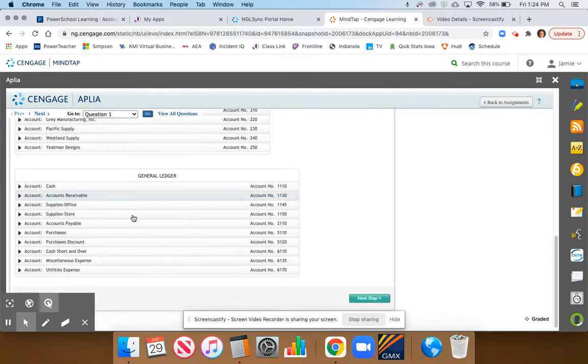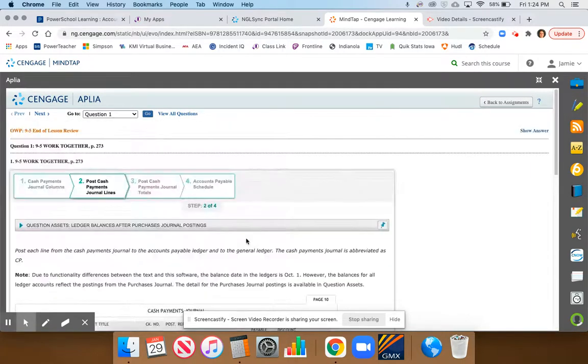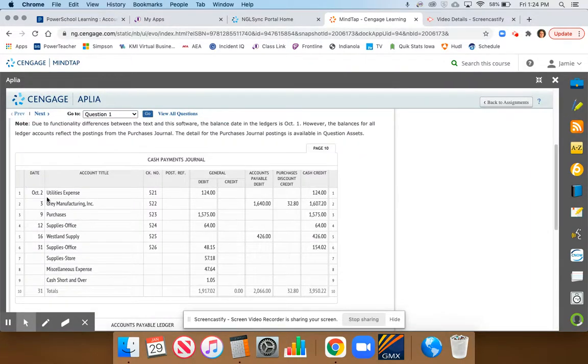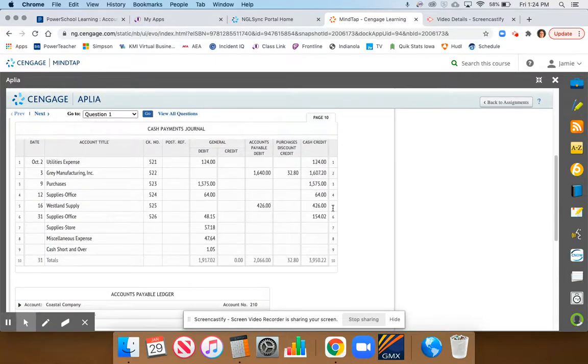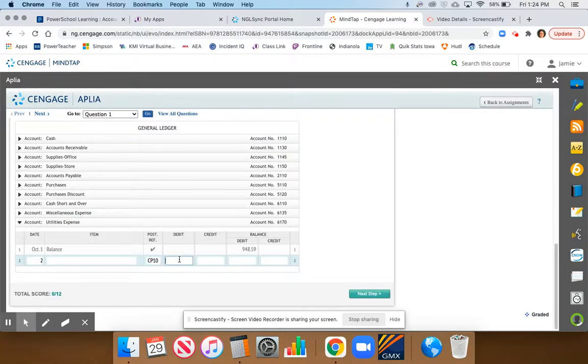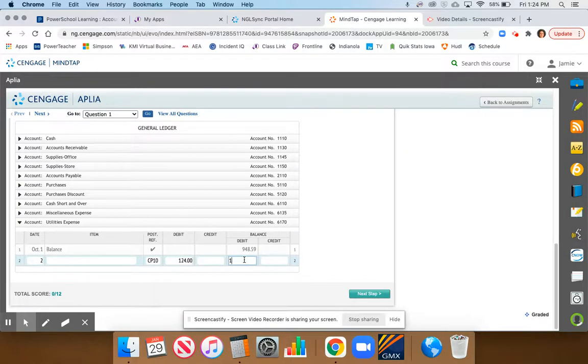Down here in our general ledger, our utilities expense, we need to record all our information from the journal. October 2nd, it's coming from cash payments journal, page 10, so CP10, a debit of 124. Our balance was a debit, so if we have a debit and a debit, we need to add 948.59 plus 124. Our new balance is 1,072.59.